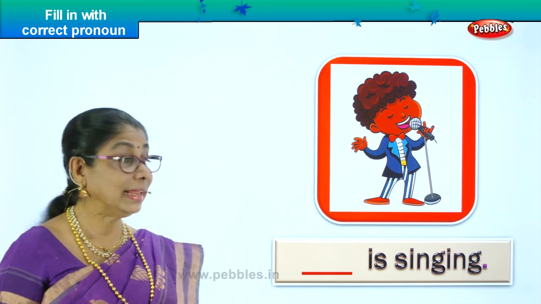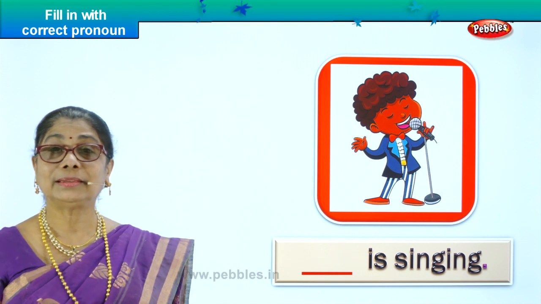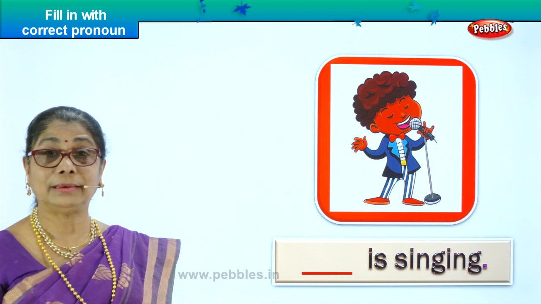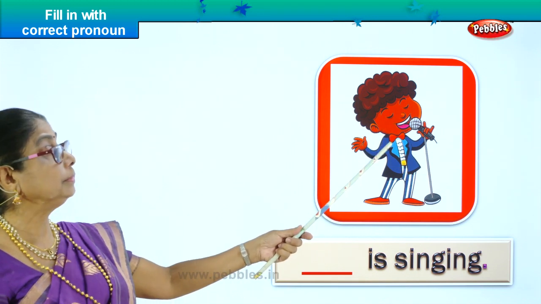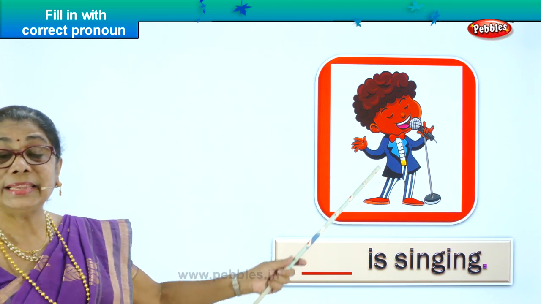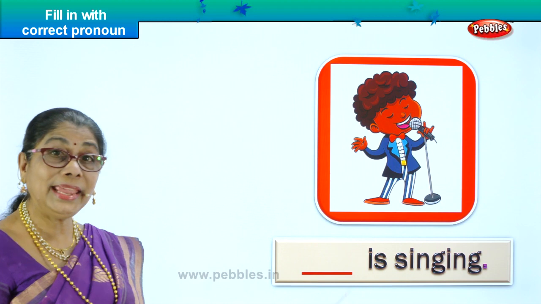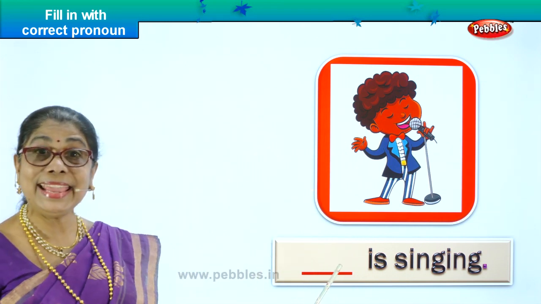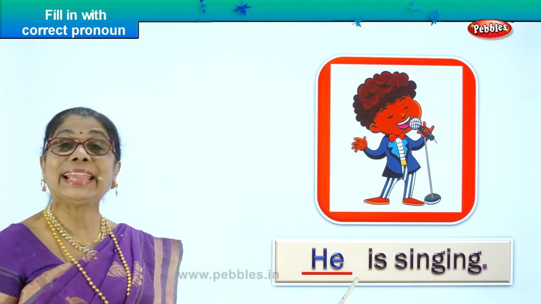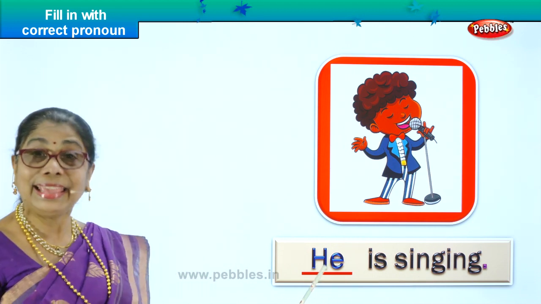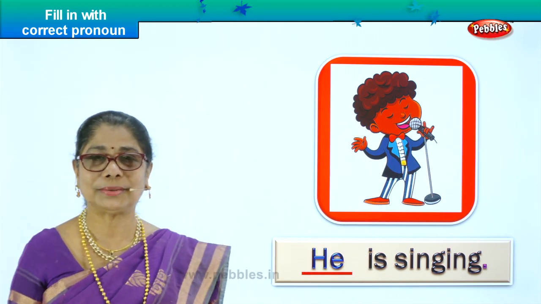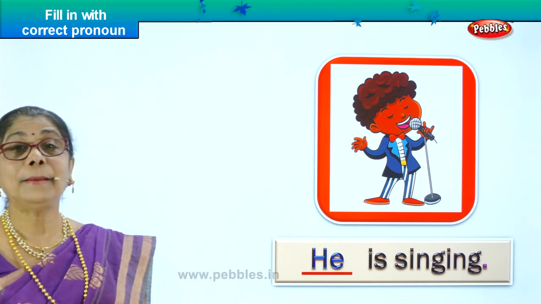Somebody is singing over there. Can we say, it is singing? No, you cannot do that. Is it a boy or girl? Definitely it's a boy. So, should we say, she is singing? No, he. For a boy, we say he. He is singing. For a man or a boy, we use the pronoun he. Very good. So, we write here, he is singing. Very good. Let's take another picture.